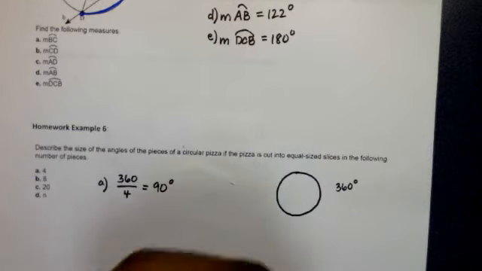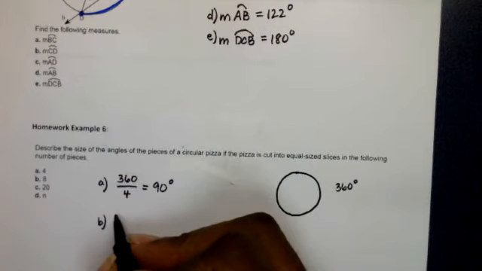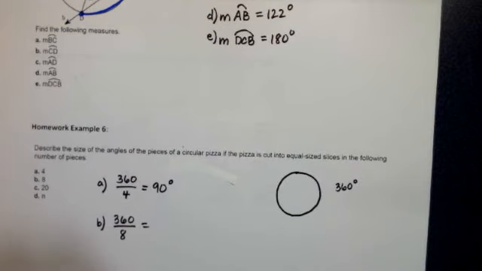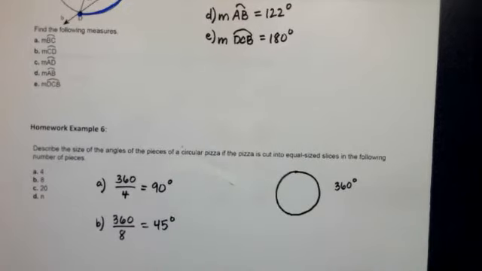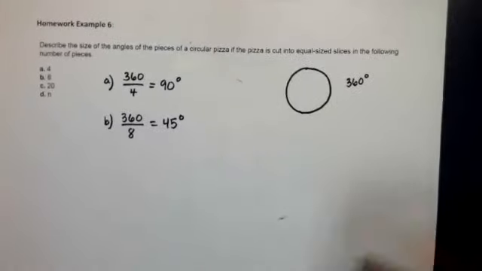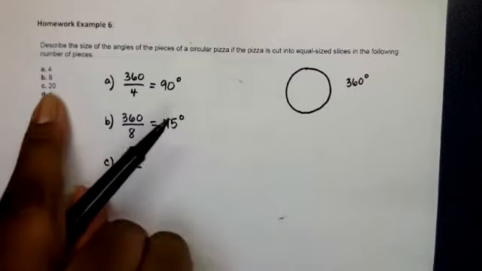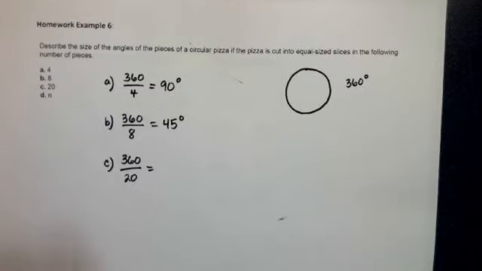And now part B, 8. We want the pizza cut in 8 equal slices. So that's 360 divided by 8. That will be 45 degrees. And then part C, 20 slices, 20 equal slices. So 360 divided by 20. That's going to be what, 18 degrees? So each slice will have an angle measure of 18 degrees.